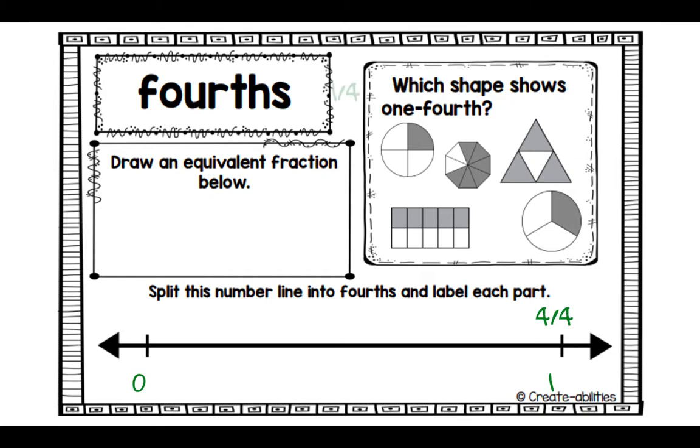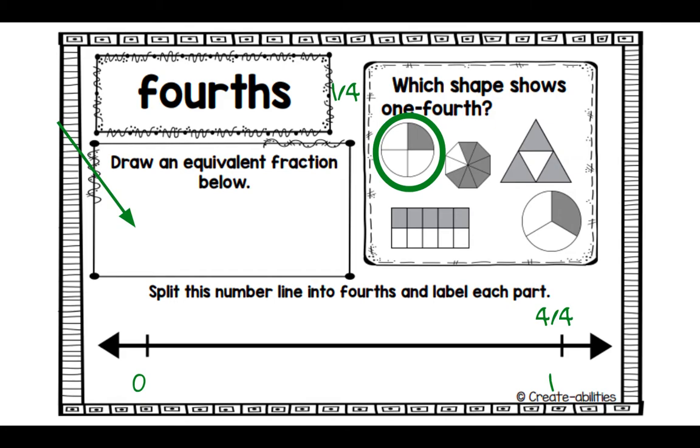All right, so I'm going to start out by telling you that fourths is written with 1 or whatever number it is out of 4, just like this. And which shape shows 1/4? This first circle right here shows us 1/4. Some of you may have circled this one because there are 1, 2, 3, 4 parts, but there are actually 3 of the 4 parts shaded in, so that does not represent 1/4. It would represent that 1/4 is not shaded in.